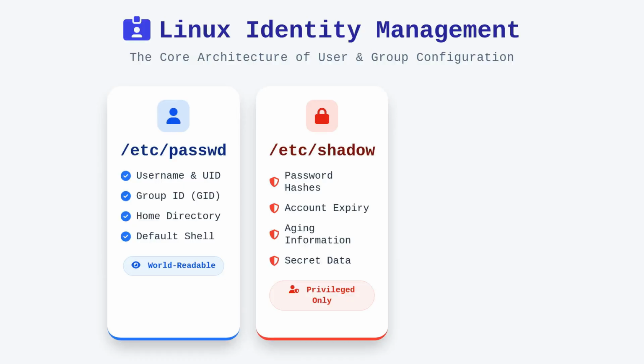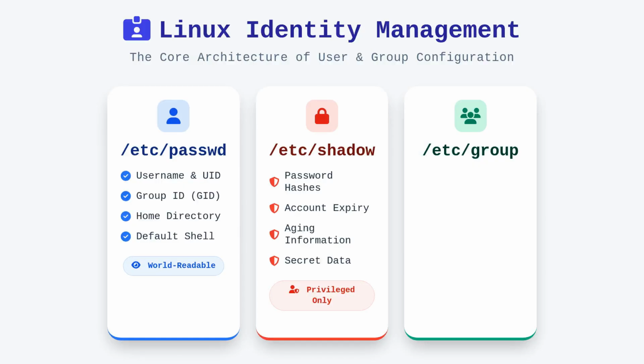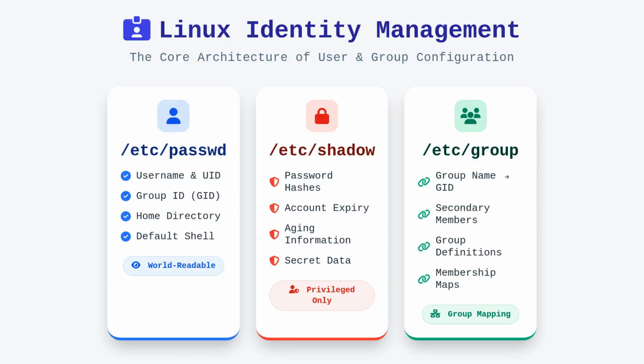This separation of concerns is a fundamental security precaution, as it ensures that sensitive authentication data remains accessible only to privileged accounts. Similarly, group definitions reside in the /etc/group file, which maps group names to their respective GIDs and a list of secondary members. Understanding the structure of these plain text files is essential because, while utilities exist to modify them, a system administrator often needs to inspect them directly to troubleshoot configuration issues or account conflicts.